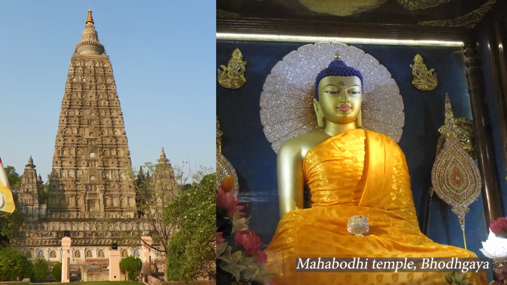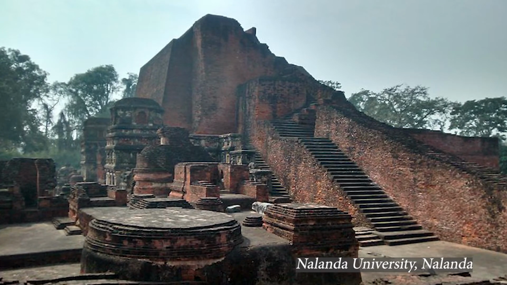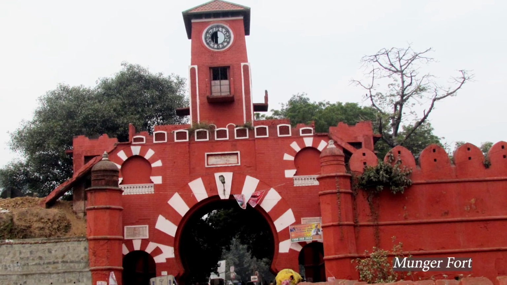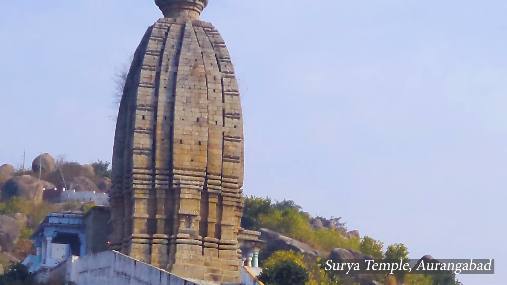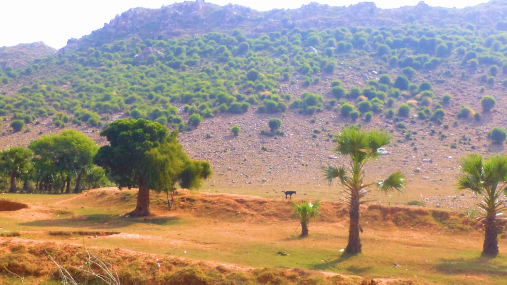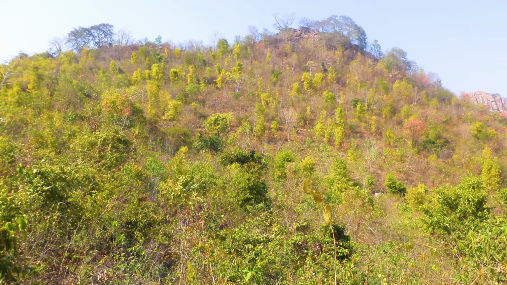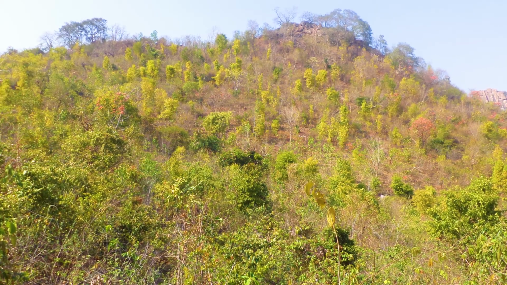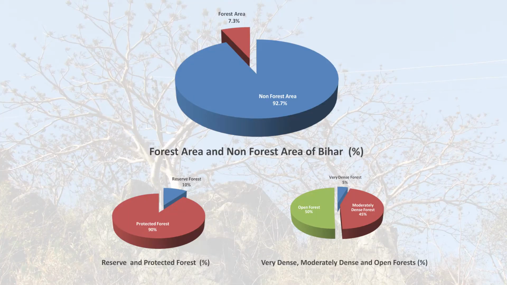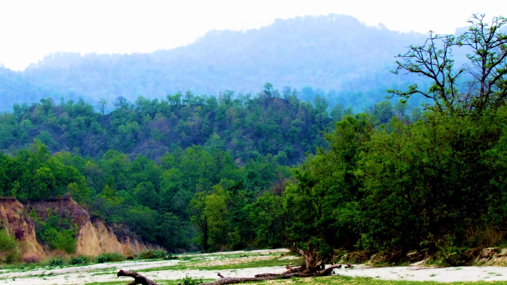Bihar is the 12th largest state of the country in terms of geographical area and the 3rd largest by population. The state holds 6,845 square kilometers of natural forest area, which accounts for 7.3% of the geographical area of the state.